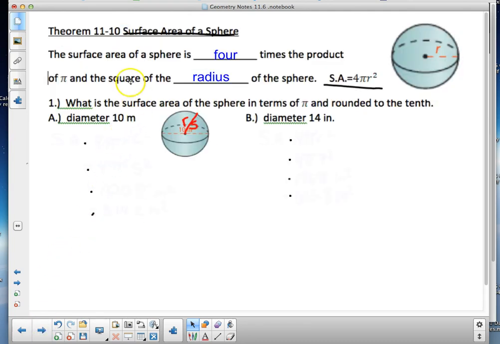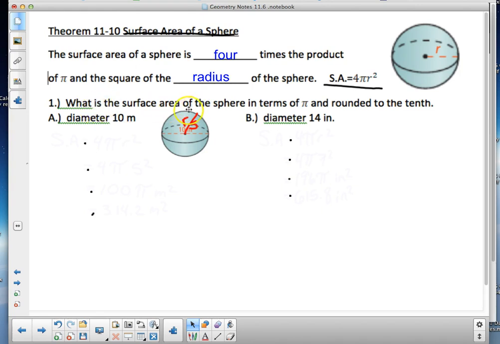Now, when I'm finding the surface area of a sphere, the surface area of a sphere is 4 times the product of pi and the square of the radius of the sphere. So I've got surface area is 4 pi r squared. That pi r squared is the area of the great circle, and there are 4 great circles that'll cover the surface of the sphere.